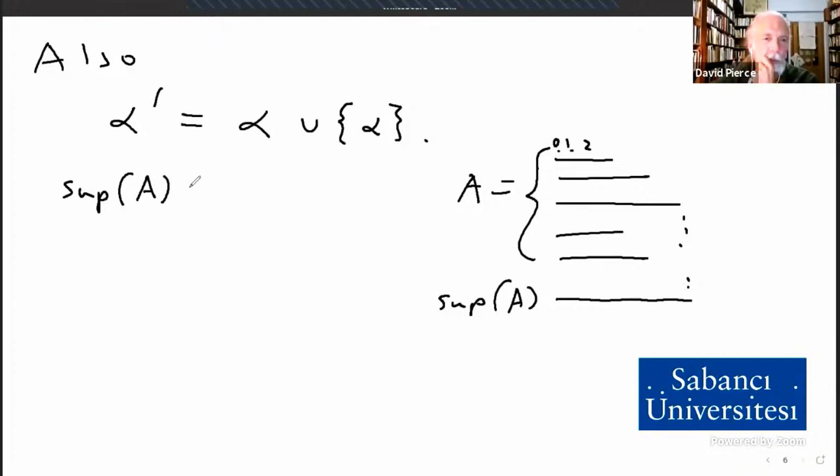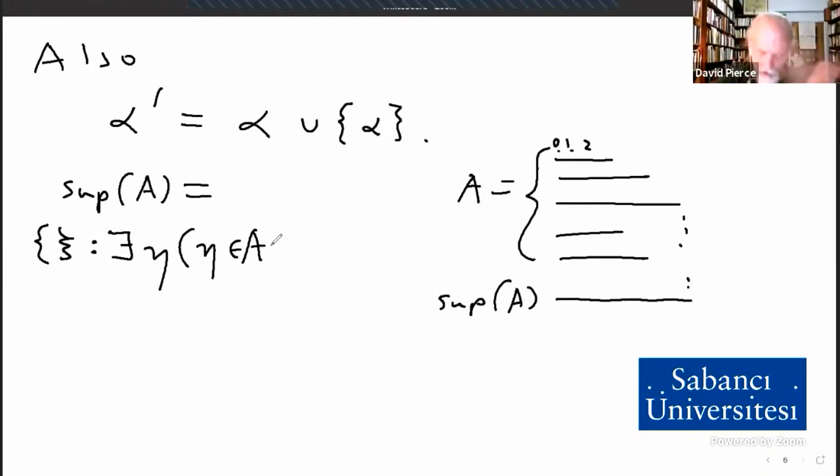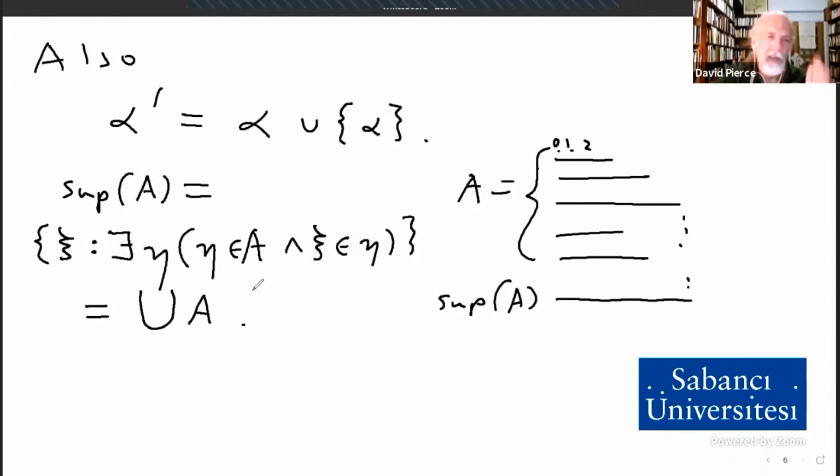In other words, the supremum is the set of all ordinals xi, such that for some eta, xi is less than or is in there. But by the set theoretic definition, this is the union, if you've seen this. I probably won't use this again, but this is how you can obtain the supremum of a set of ordinals in set theory.